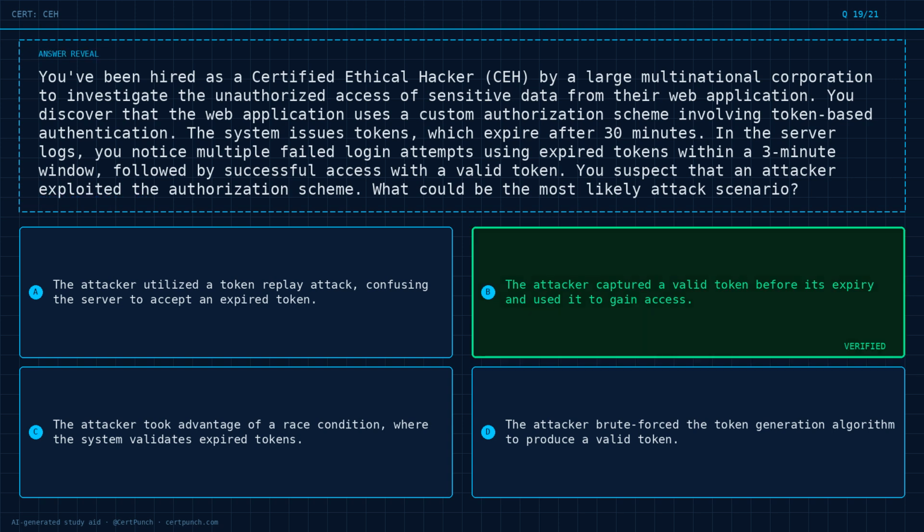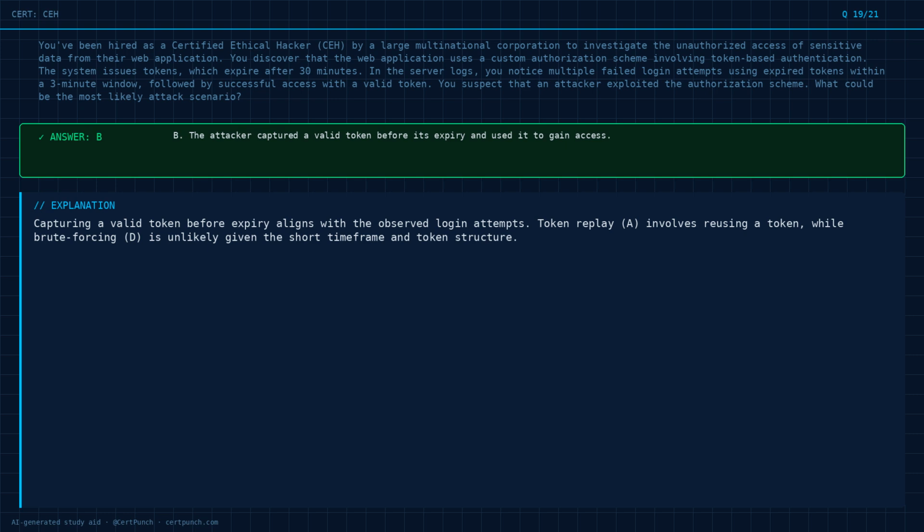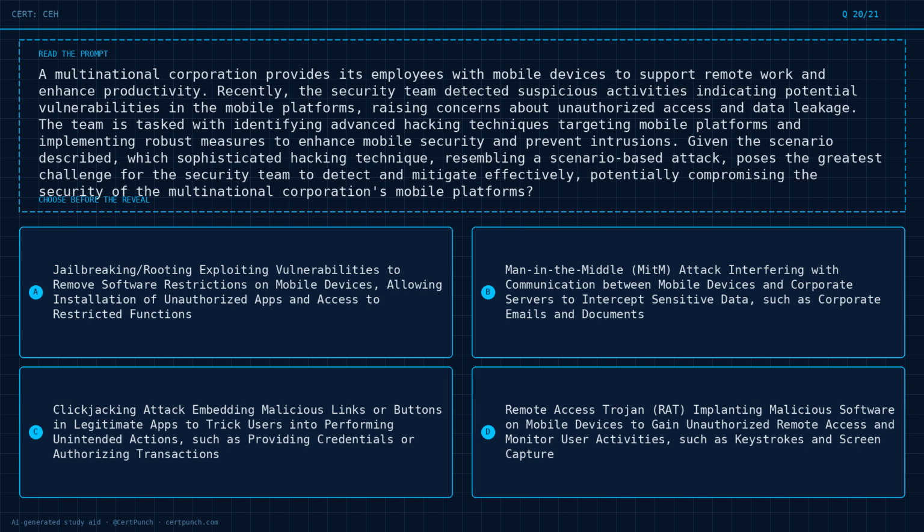The answer is option B. Exam logic. Capturing a valid token before expiry aligns with the observed login attempts. Token replay, A, involves reusing a token, while brute forcing, D, is unlikely given the short time frame and token structure.